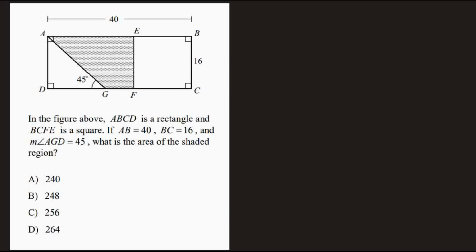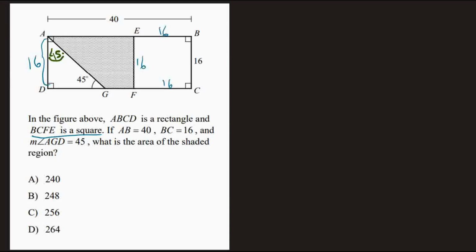Now this is 45, this is 90, so this must be 45 because the sum of angles in a triangle should equal 180. Now if this is 16, it should be 16 also because it's equal. So this is 16. Now BCFE is a square, so this must be 16, this must be 16, and this must be 16.